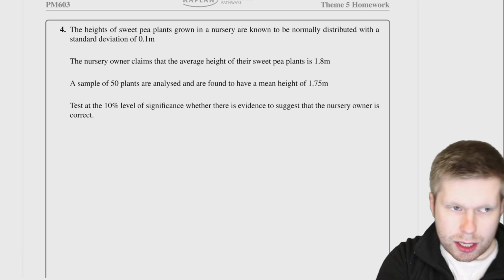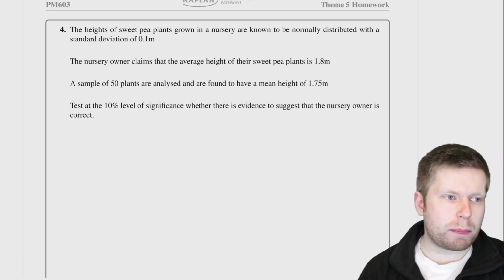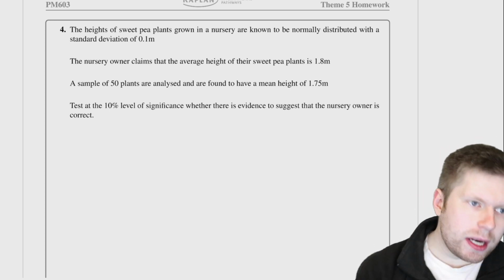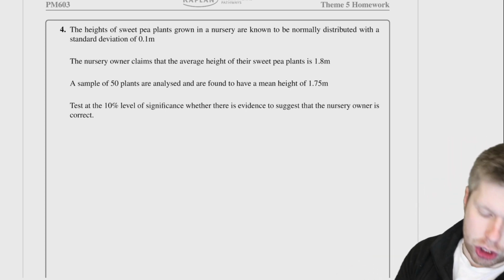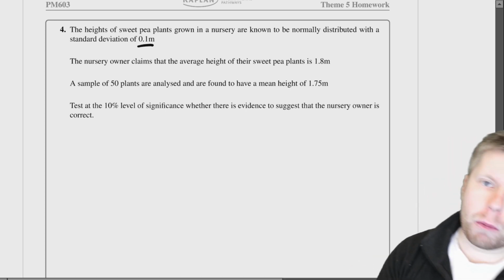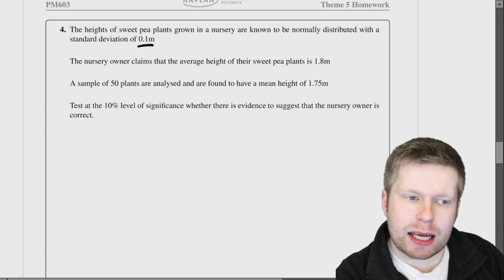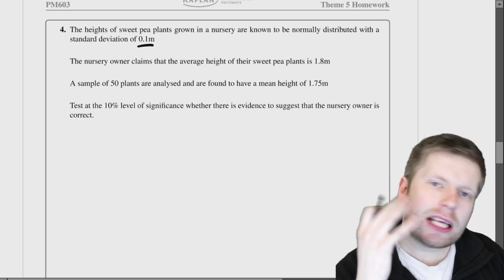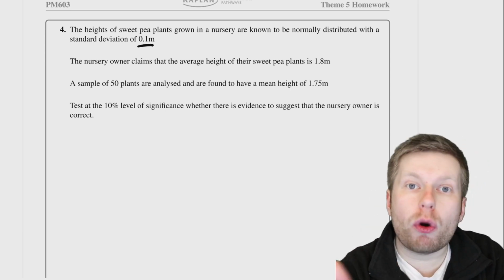So let's go through it sequentially. We've got the heights of sweet pea plants, and we know they're normally distributed with a standard deviation of 0.1. Now, that standard deviation of 0.1 metres, it's not talking about any sample that we've collected.